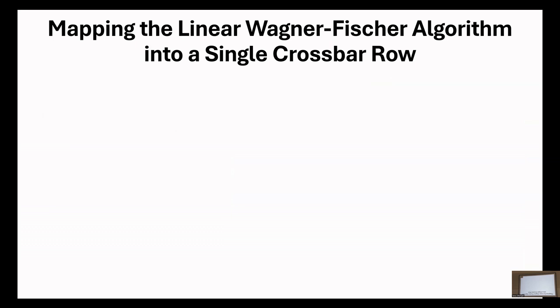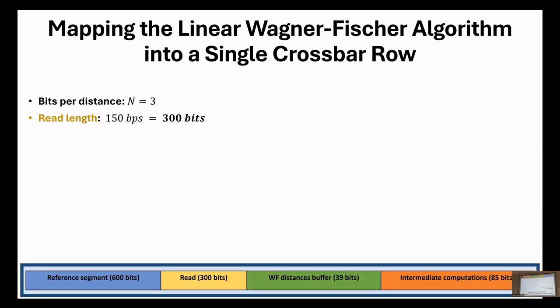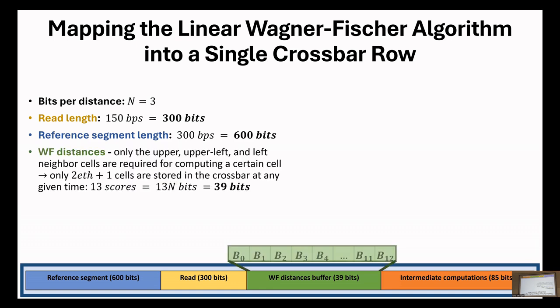Okay, how do we map this algorithm into a single row of the crossbar? Because I said we want to do it in a single crossbar row. The distance is 3 bits. The read length is 300 bits. The reference segment length is 600 bits. And the W distance buffer has 13 cells, one for each distance. Each one of them is 3 bits, so it's a total of 39 bits.